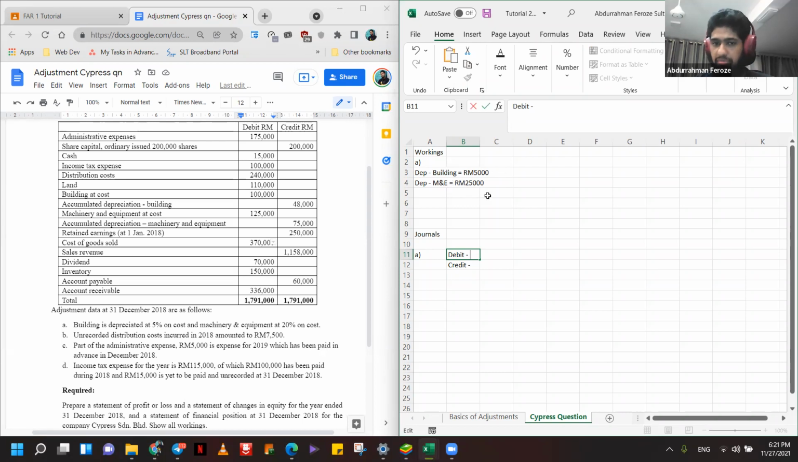All right. So for the building, depreciation is an expense. So you debit depreciation expense, RM 5,000, and you credit accumulated depreciation building, RM 5,000. Is that clear?